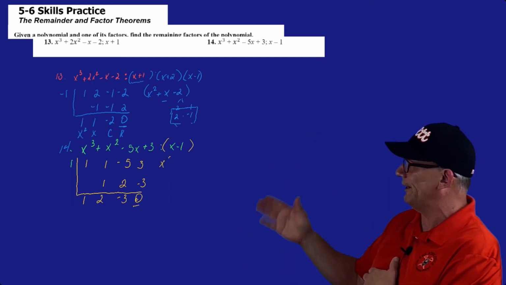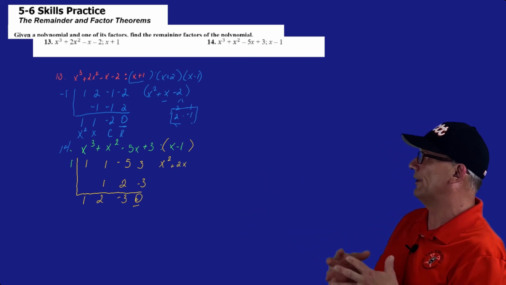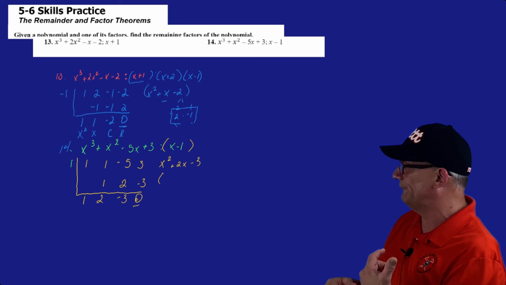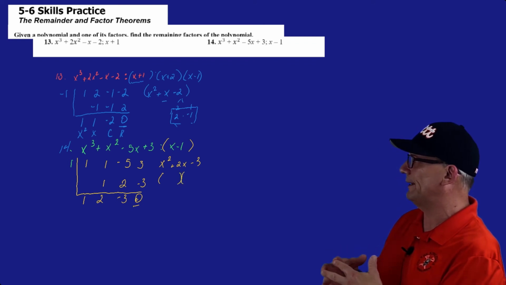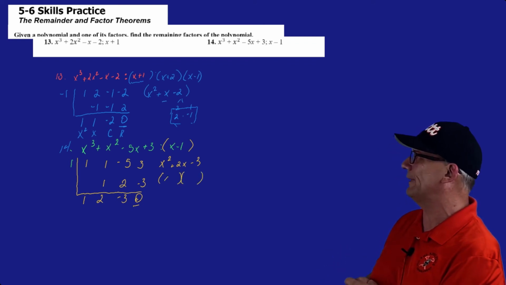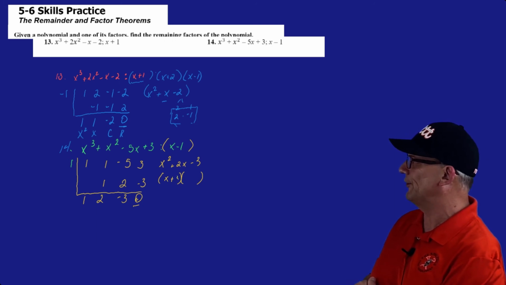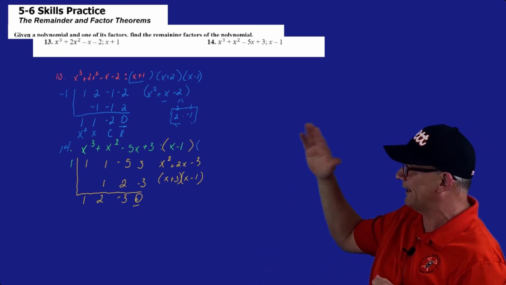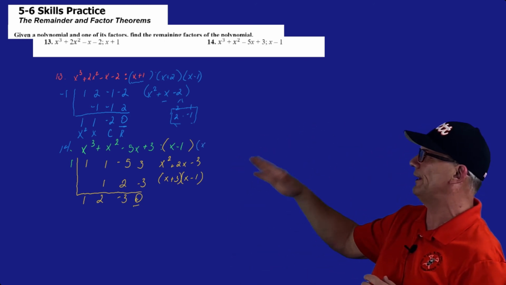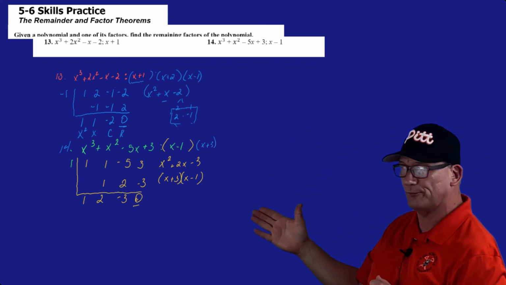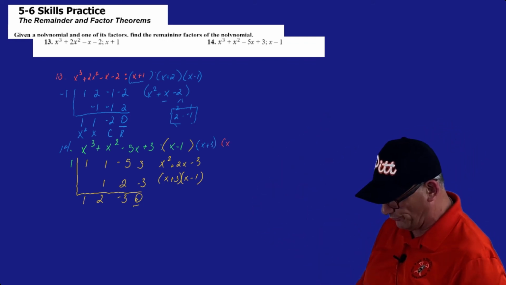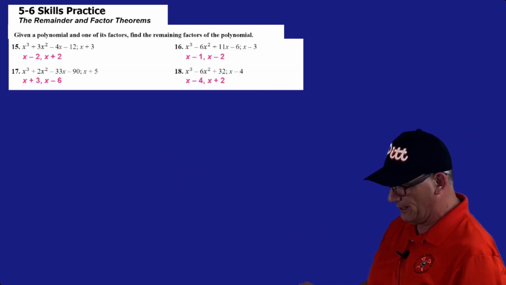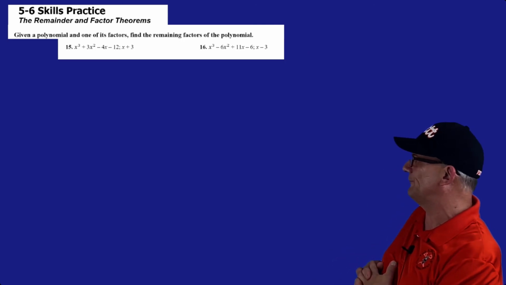We're left with what? X squared plus 2x minus 3, right? And what are the factors? Well, negative 3 times positive 1 equals negative 3 and they add to positive 2. Well, that would have to be x plus 3 and x minus 1. So there are all the factors, meaning if I multiply x minus 1, x plus 3, and another x minus 1 together, it would equal our original answer. So, all right, moving on to number 15.